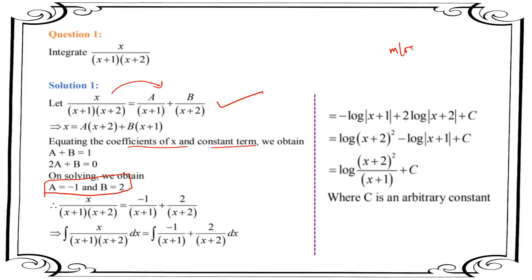m log n will be equal to log n raised to the power m, right? So this 2 we can write in the power, right, minus log of x plus 1. Now log m minus log n will be log m by n plus c.